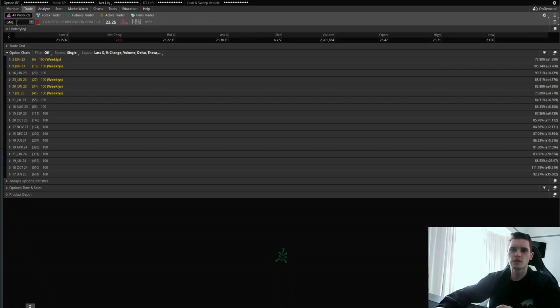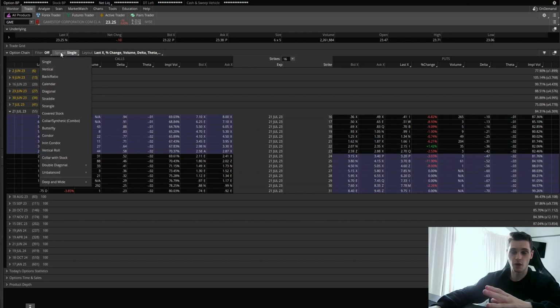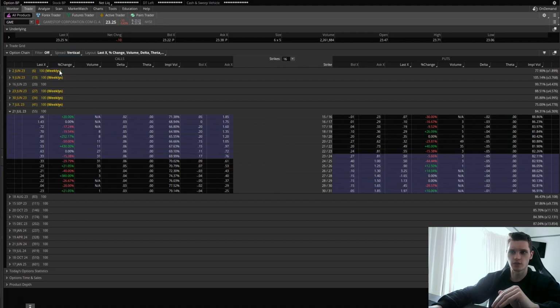What you would do is put in the ticker over here, go down to the option chain, and then start going out. Usually I like to go out at least a month, looking at about a 1 to 3 month time frame. For this example, let's go out 55 days, so basically 2 months. Then open up that option chain, and we can see the strikes down here. Now what I would do is go over to spread and change this to vertical.